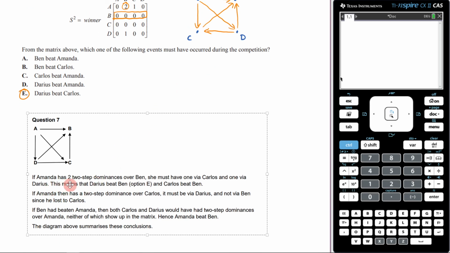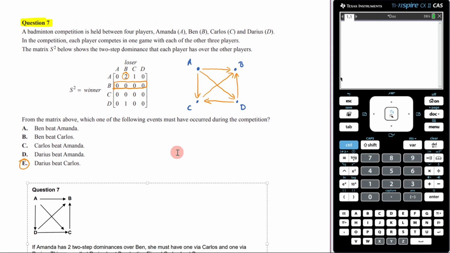All right, if Amanda has two 2-step dominances over Ben, she must have, and you can read that. It's basically what we've said there. Hopefully that made sense. A nice little question.